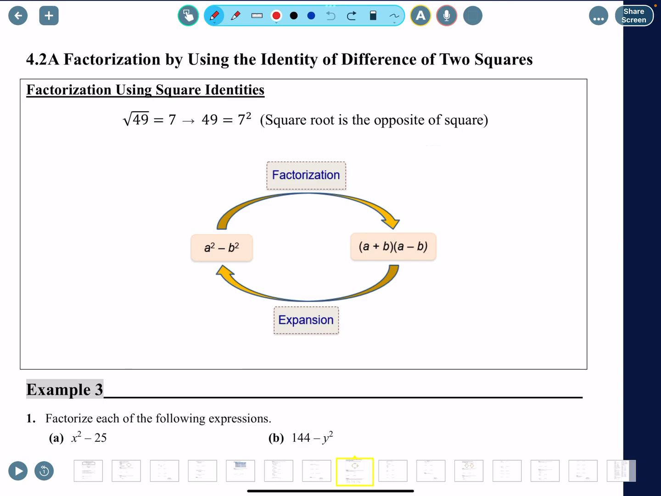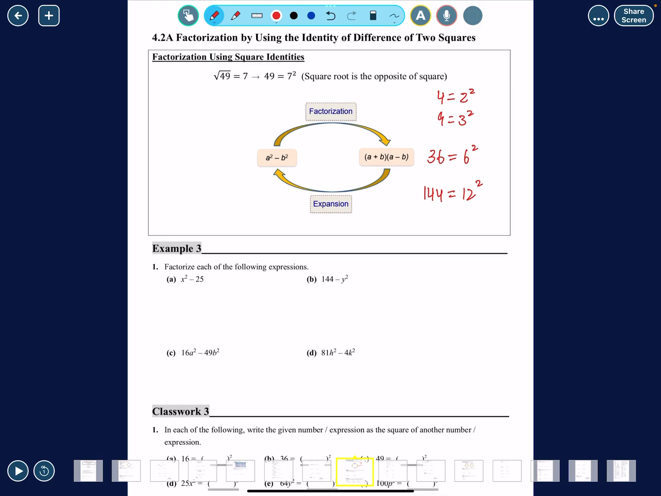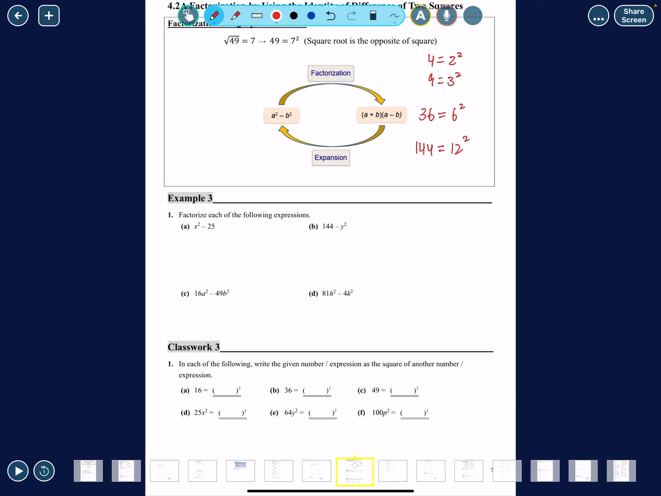Make sure you practice: 4 is going to be 2 square, 9 is going to be 3 square. So I'm going to give you a number like 36, and then you have to go for 6 square, like that. All right. 144 is going to be 12 square. I think it's quite easy. Many of you will get full marks for this. Just want you to recognize it, that's good enough.